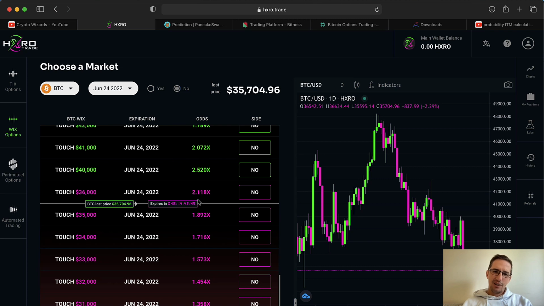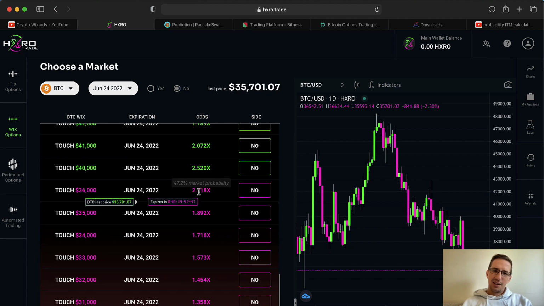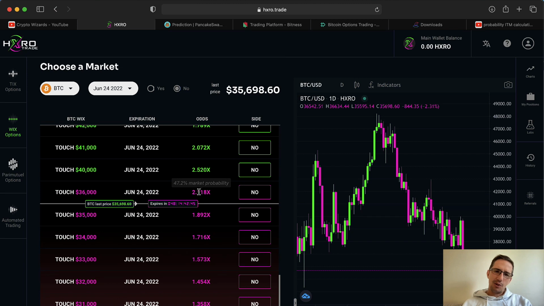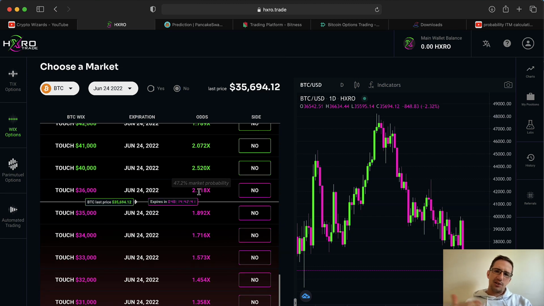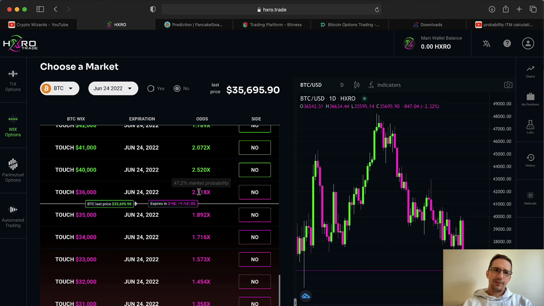So I don't think this pricing here is very fair. And so what you could do is look at different ways of combining these options into a strategy where you have some kind of arbitrage. I'm not sure how to do it with probability of touch, but maybe you have some ideas.